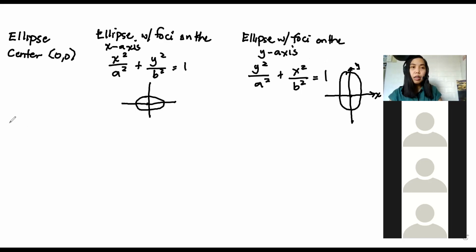For the vertices, class, since the foci are on the x-axis, the vertices are also on the x-axis. Therefore, we will have positive a, negative a, 0. Okay, the vertices is always for a.